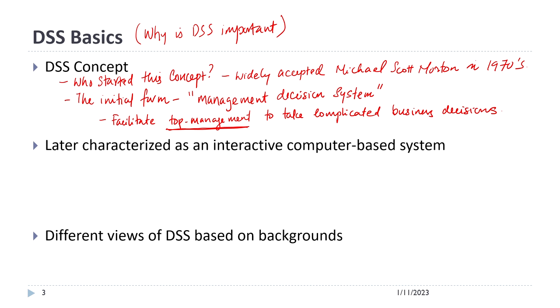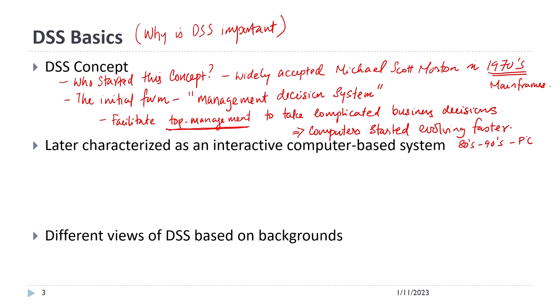Then later what happened was, as the computers improved, computers started evolving faster. In the 70s, we were talking about mainframes. Later down the road in the 80s and 90s, we moved to what you call personal computers, or powerful desktops. So, as the computer systems started evolving faster and more computational power was available, this management decision system was characterized as an interactive computer-based system, a computer-based system that you can interact with.